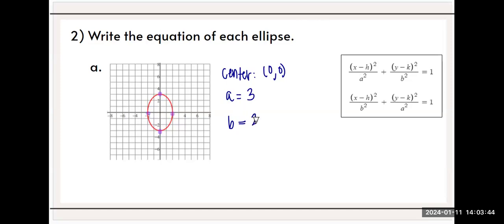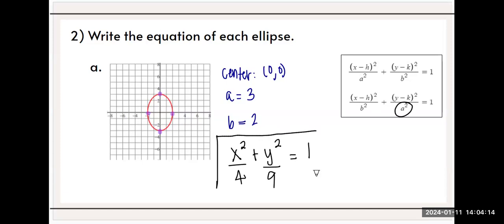All right, so now the equation. X minus 0 is X. Y minus 0 is Y. So anytime it's centered at the origin, it'll look like this, X squared plus Y squared, just like with circles. Just like the warm-up, this one's longer vertically, up and down, so A squared goes underneath Y. 3 squared is 9. 2 squared is 4. And you could check it in Desmos. What do you think? Does that seem pretty straightforward right there? I like ellipses.